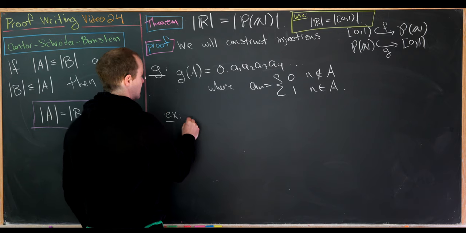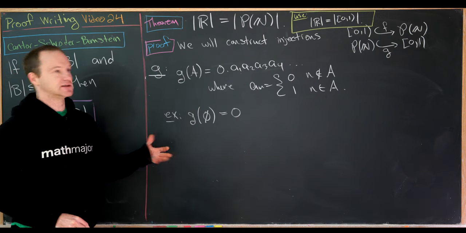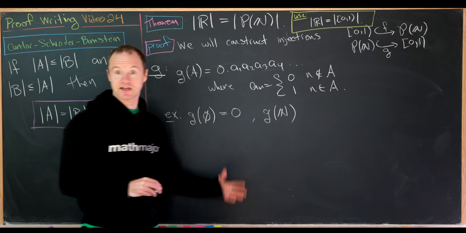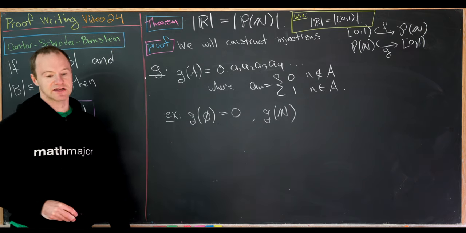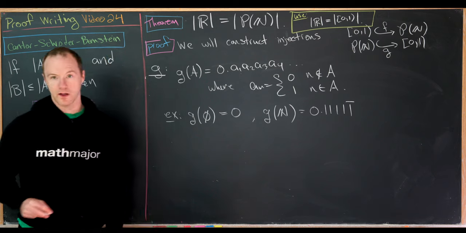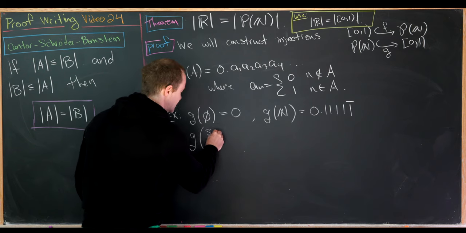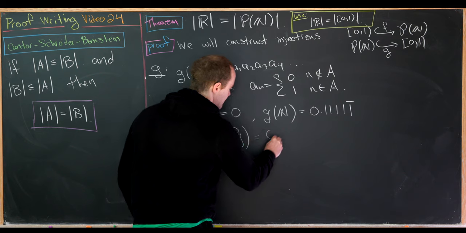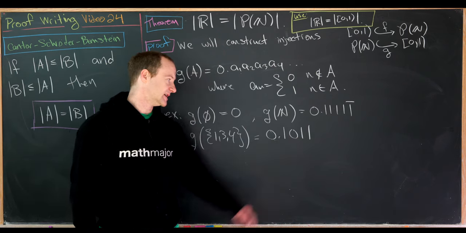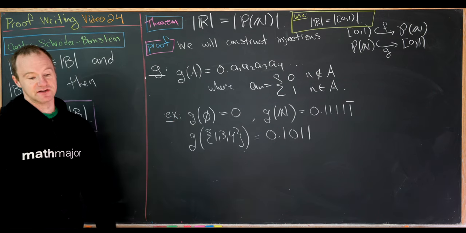So let's look at some examples here. Let's notice that G of the empty set is equal to just the number 0. That's because nothing is in the empty set. And then what about G of the set of all natural numbers? That's a subset, so we have to know what G does to that as well. Well, that will be equal to 0.1111, and so on and so forth. That is a repeating 1. That's because it includes all natural numbers. Let's look at a little different example. Let's say G evaluated at the set {1, 3, 4}. So that'll be 0.1011. So it contains 1, does not contain 2, contains 3, contains 4, doesn't contain anything else. So that would be the image of G in this case.